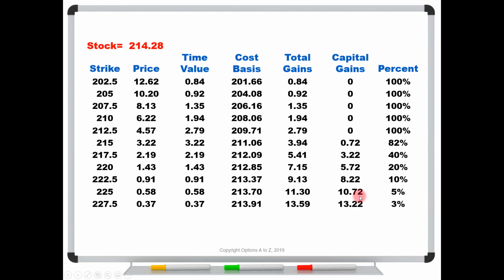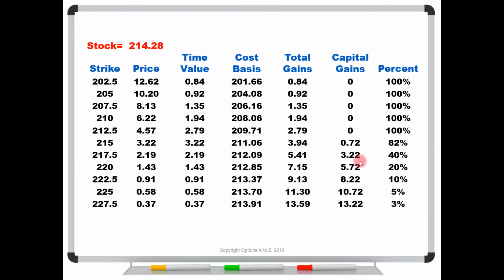$10.72 is coming from the movement in the stock that would have happened anyway had you not even sold the call. So when you're starting to see very small percentages like this, even 10, 5s, and 3s, they just don't make a lot of sense from a strategic standpoint. This 20% one is probably on the border, but certainly this 217.5 here, generating 40% of the gains, would be one that's worth considering.